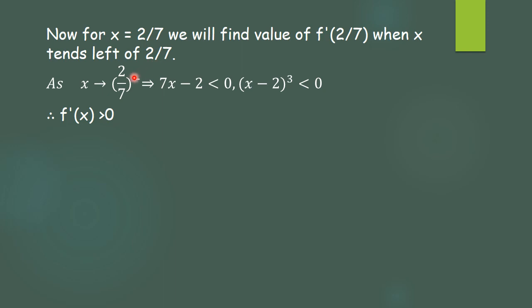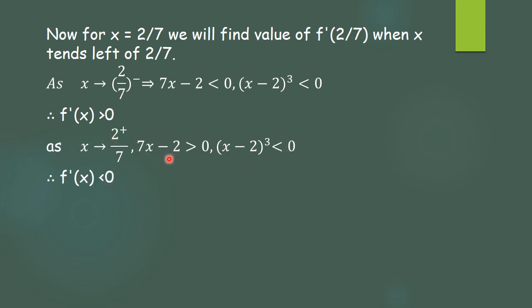Now we will think about the right side of 2 by 7. When x is tending to 2 by 7 plus, naturally 7x minus 2 will be greater than 0. But x minus 2 whole cube will be less than 0. And x plus 1 the whole square is always positive. So ultimately f dash of x will be less than 0. So initially it was increasing up to 2 by 7 and after 2 by 7 it starts decreasing. So we can say that 2 by 7 is a local maxima point.